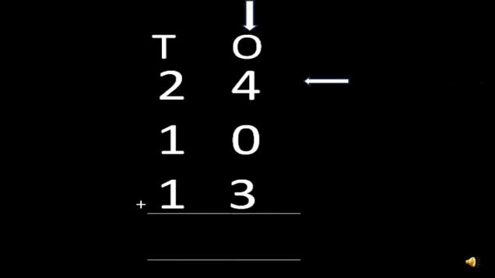4 plus 0 plus 3 is 7. Write 7 under ones column. Now we move to add the numbers in the tens column. 2 plus 1 plus 1 is 4. Write 4 under tens column. Therefore, 24 plus 10 plus 13 is equal to 47.